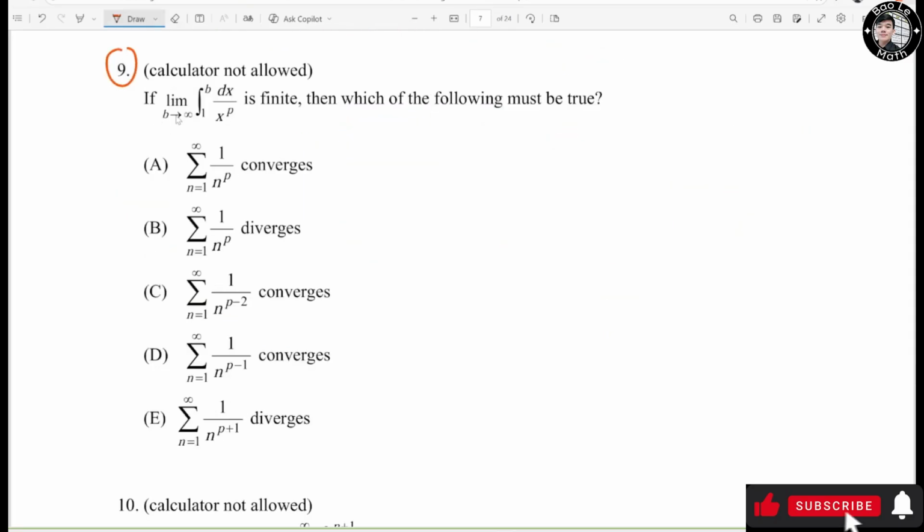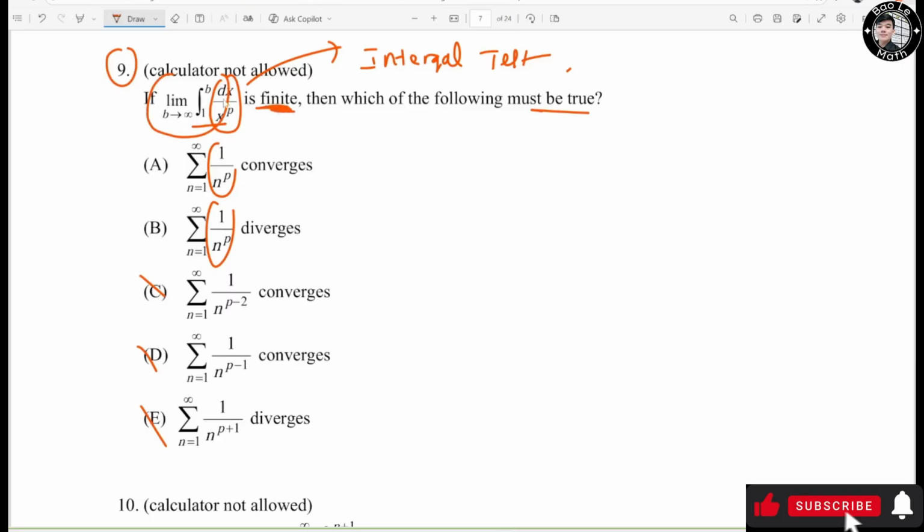Question 9. If the limit of this expression is finite, then which of the following must be true? This is actually the integral test. So we need to eliminate C, D, and E, because this matches this and this only. Now, since the limit of this one is finite, it tells us that this series converges. So the answer must be A.